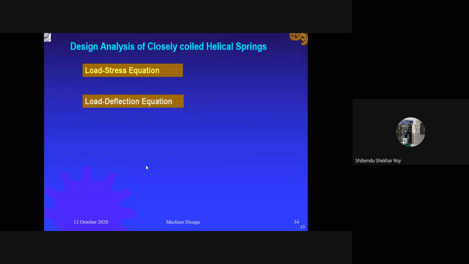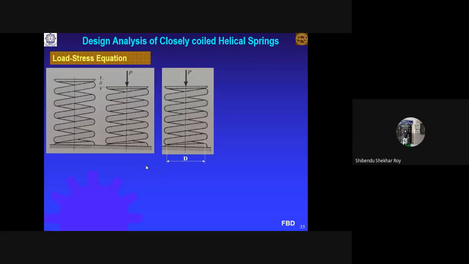Now, in order to do the design analysis of a closely coiled helical spring, meaning the helix angle is very small, you have to formulate two equations. One is the load-stress equation, another is the load-deflection equation. So as a very first step, you have to know how much load is acting, then due to that load, what could be the internal effect. So first you have to see the external load that I have already explained.